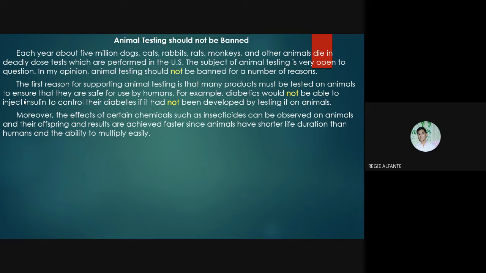So, for example, diabetics would not be able to inject insulin to control the diabetes if it had not been developed by testing it on animals. So, the speaker is negating, or having a disagreement, in terms of banning animal testing.